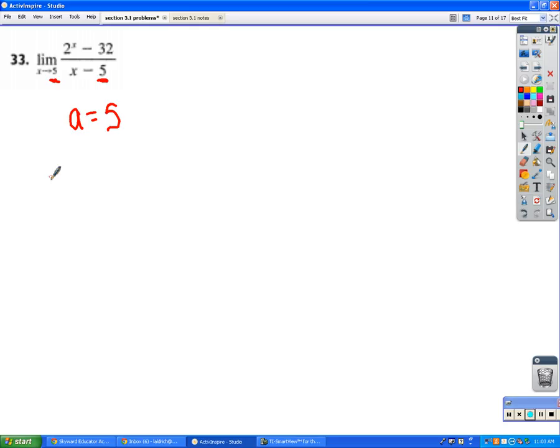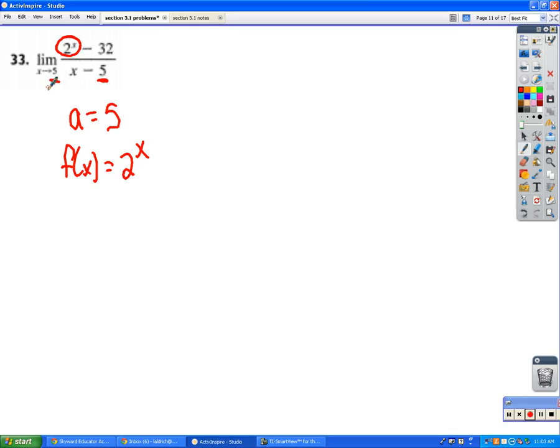Okay, what is the function? Or is it 2 to the x? Oh yeah, because this is f of x, and this is f of a. If you plug 5 into there, 2 to the 5th is 32. So here's your function, there's your a, okay?